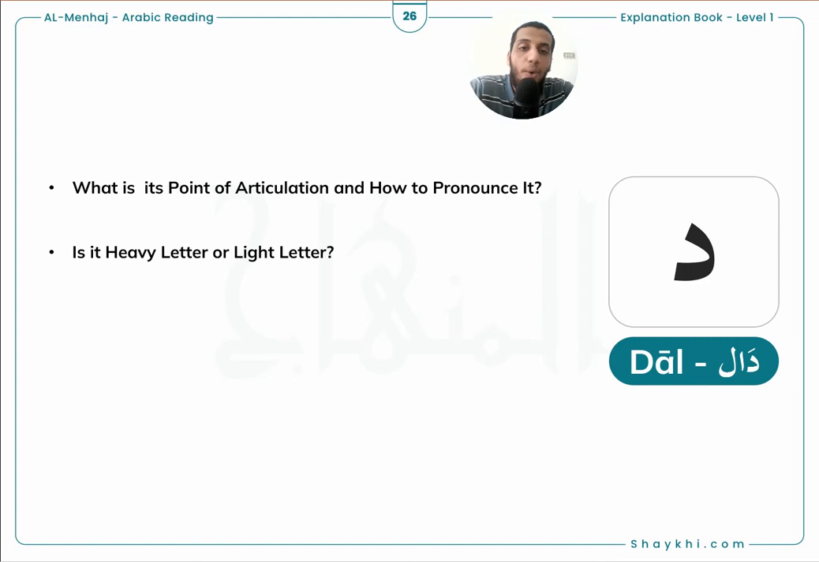If I told you the back of the tongue is not raised when we pronounce letter Dal, you would know directly that letter Dal is a light letter, because the back of the tongue is not raised. Da. What happens if the back of the tongue is raised? We would say do, and this is not the sound of letter Dal, because letter Dal is a light letter.